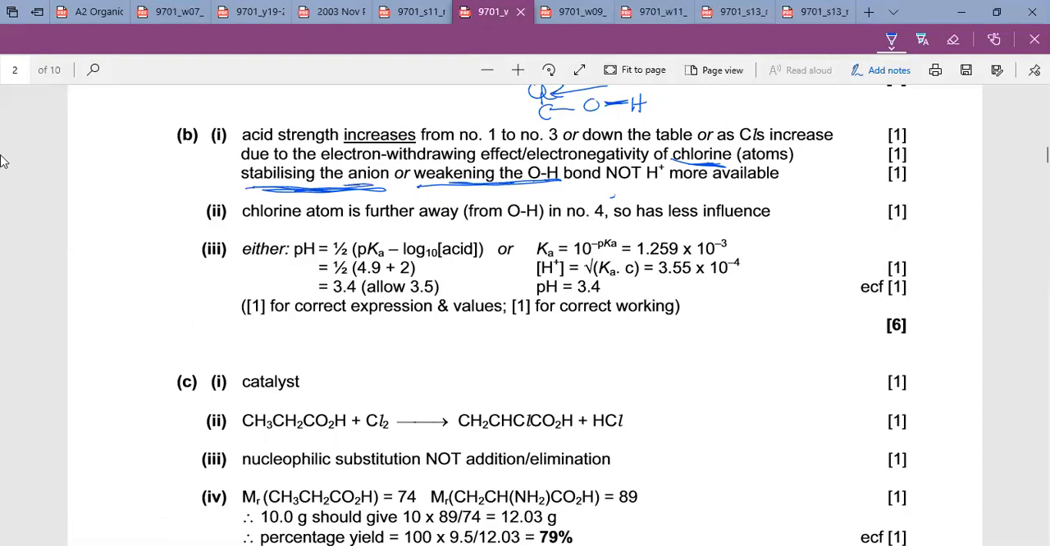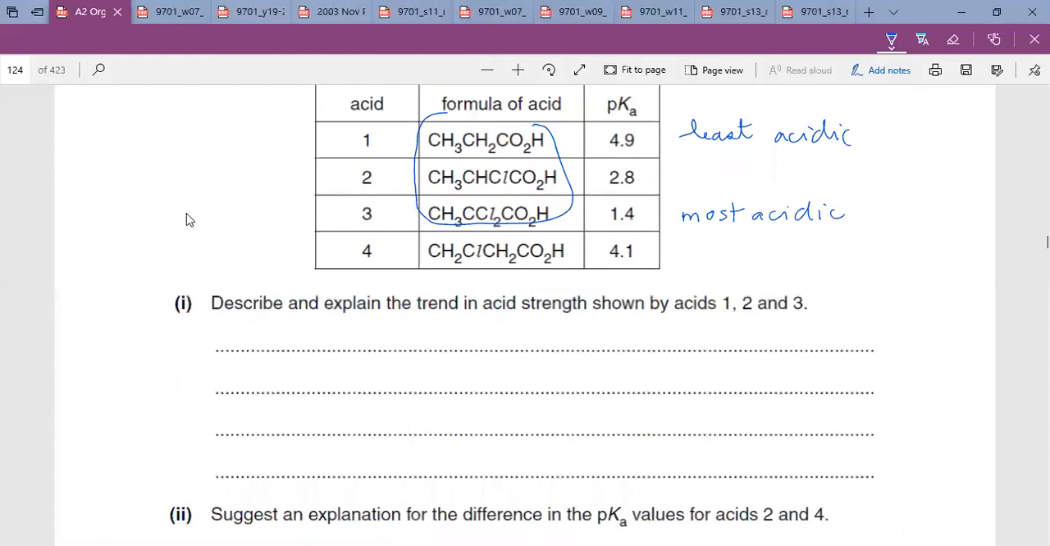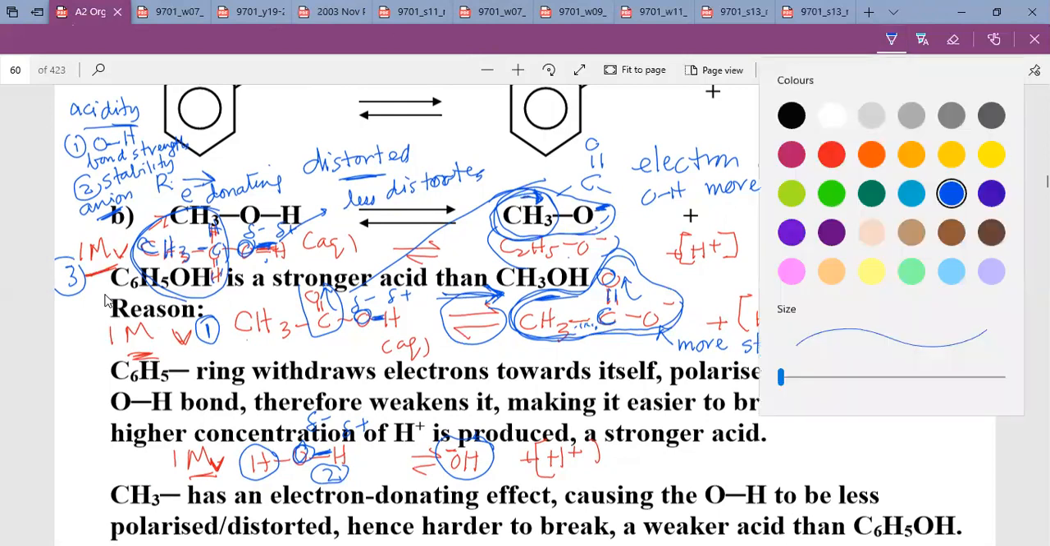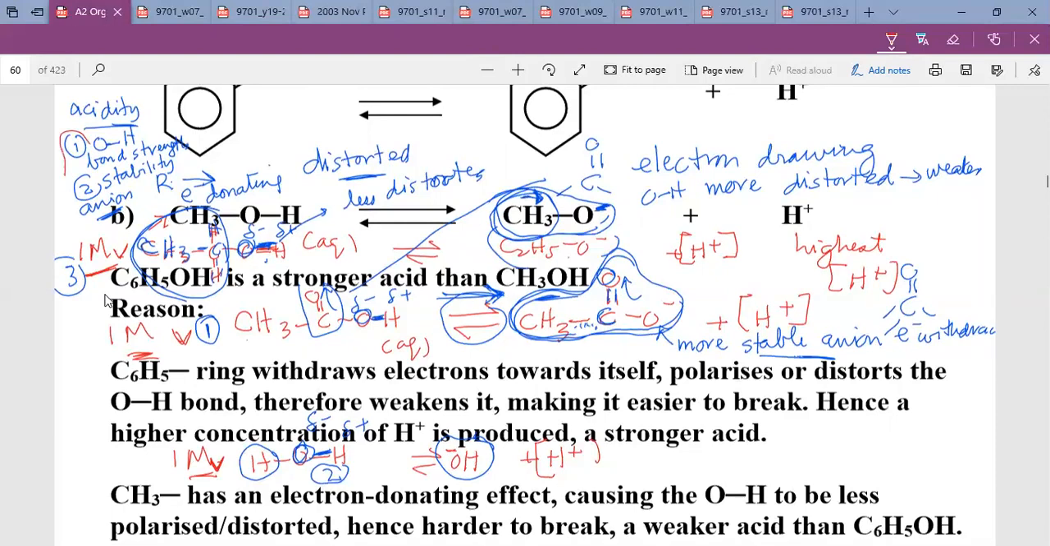If you stabilize, now let's go back to our origin, which is page 59 or whatever. Remember, this species here is more stable. That means the equilibrium position will shift forward more, because it is more stable. If it is less stable, it won't shift forward so much. So you can use a more stable anion, or you can use the bond strength. Two ways to explain acidity.